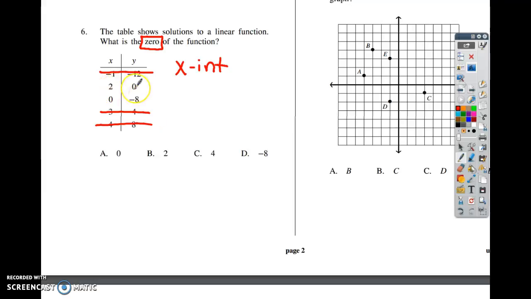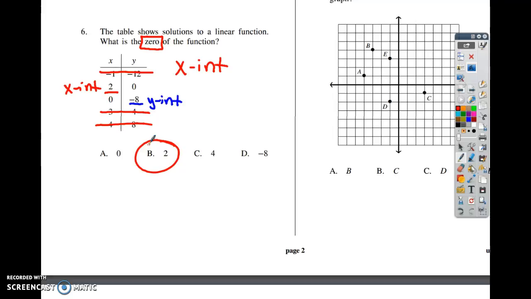X-intercept gives you a 0 on the y. So this is the x-intercept. And the y-intercept gives you a 0 on the x. So the answer is 2. That's the 0, that's the x-intercept of that function.